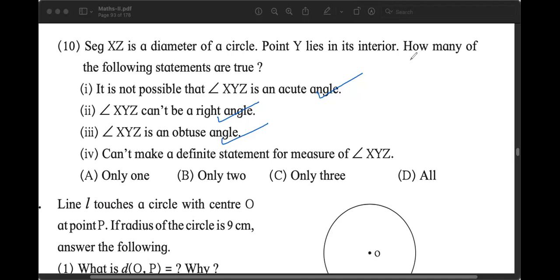So definitely 3 are correct. Now for the fourth one, it's a very controversial question. Definite statement about the measure. Measure here it is referring to the exact measure. Okay, more than 90, is it 91 or 92 or 100 or 120, we don't know. So actually this is also correct. So my answer is D, all the 4 statements are true.